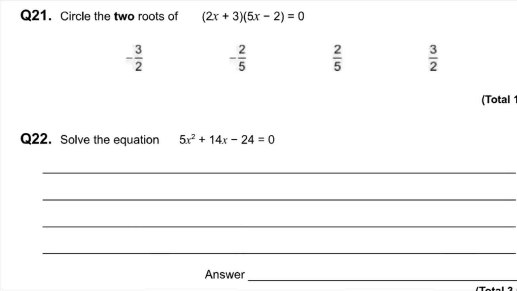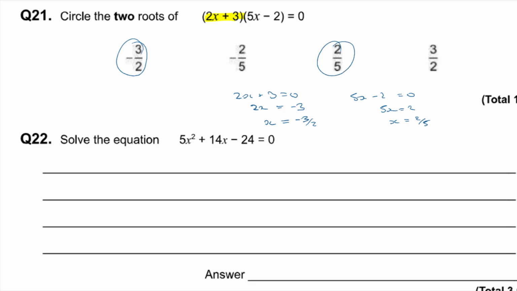Question 21, circle the two roots of 2x plus 3, 5x minus 2 is equal to 0. Again, let's look at this one here. If 2x plus 3 is equal to 0, then 2x must be equal to minus 3, so x must be minus 3 over 2. So that's one of them. I need to find the other one. If I've got 5x minus 2 is equal to 0, that means 5x is equal to 2, x is equal to 2 fifths then, so it's that one there. So it's those two.